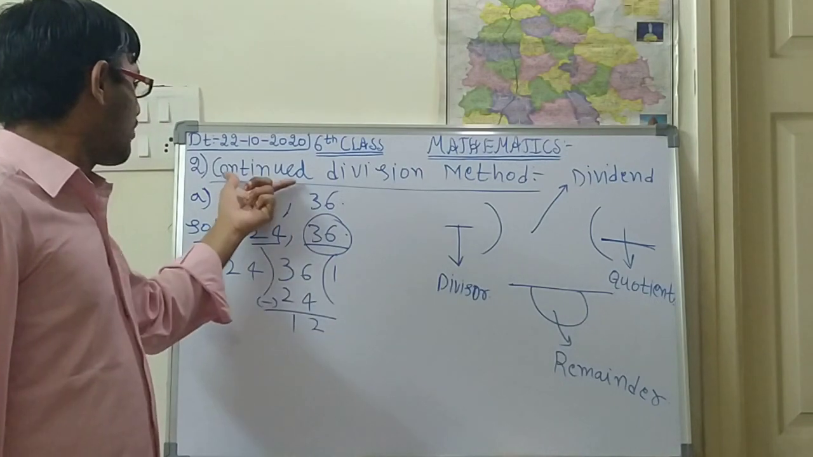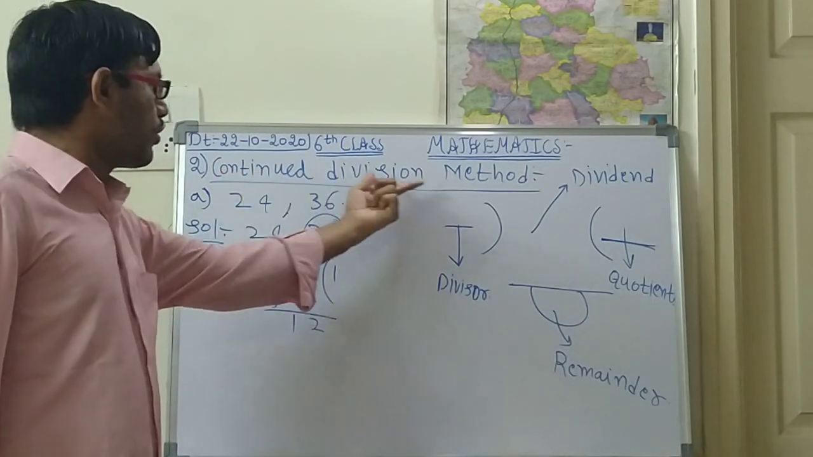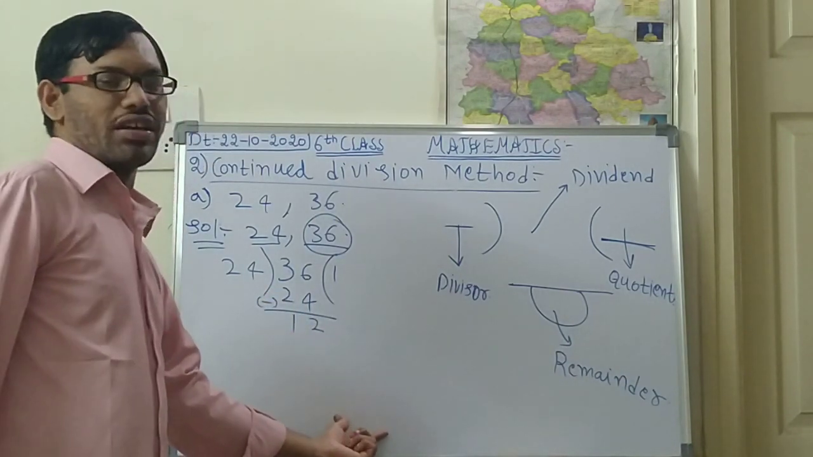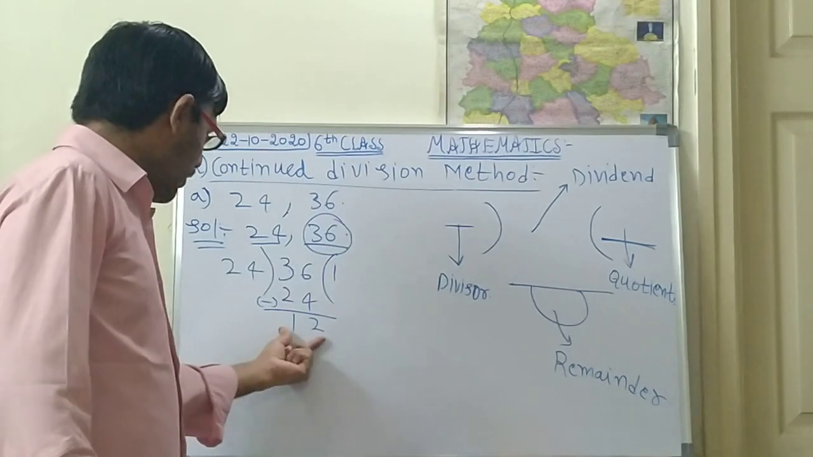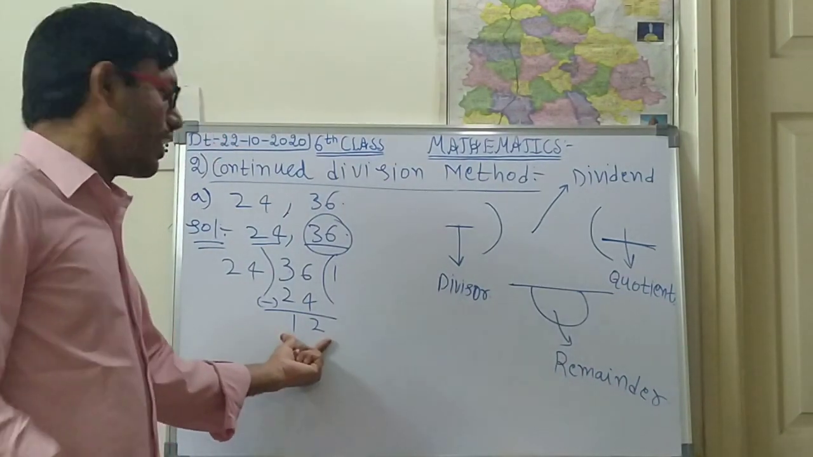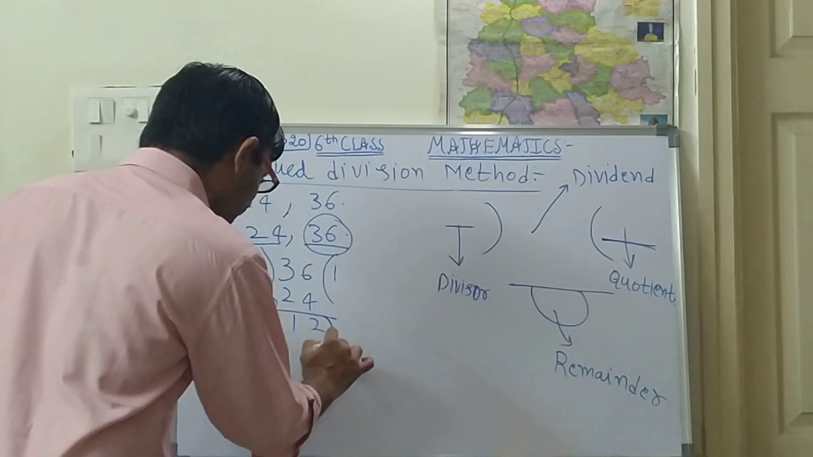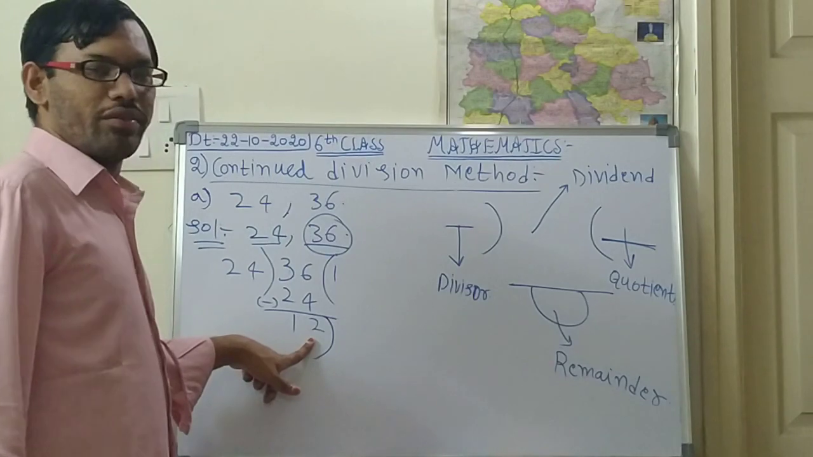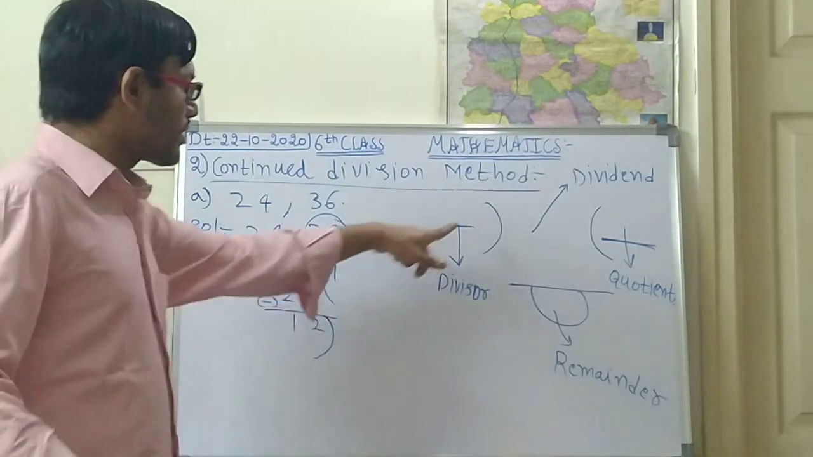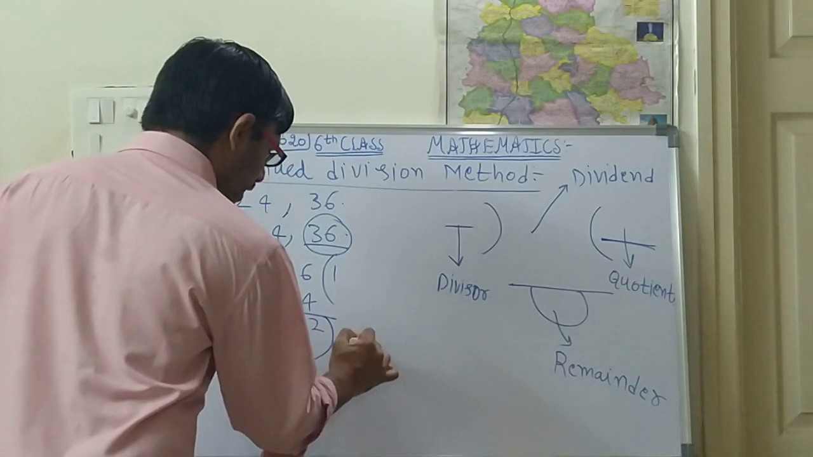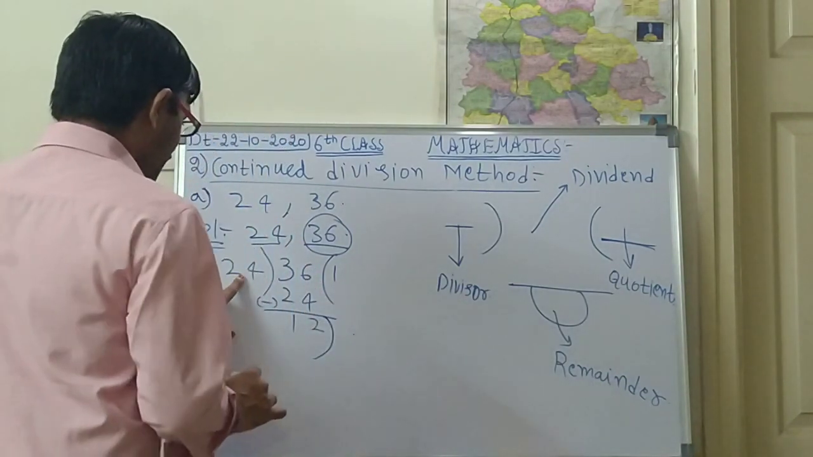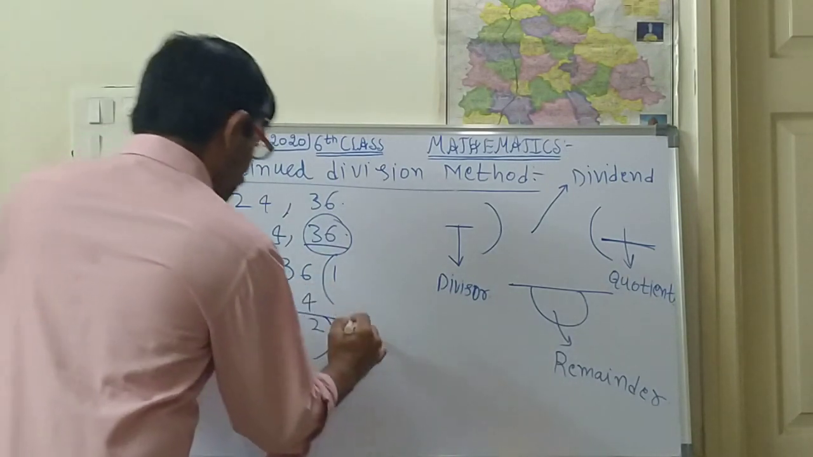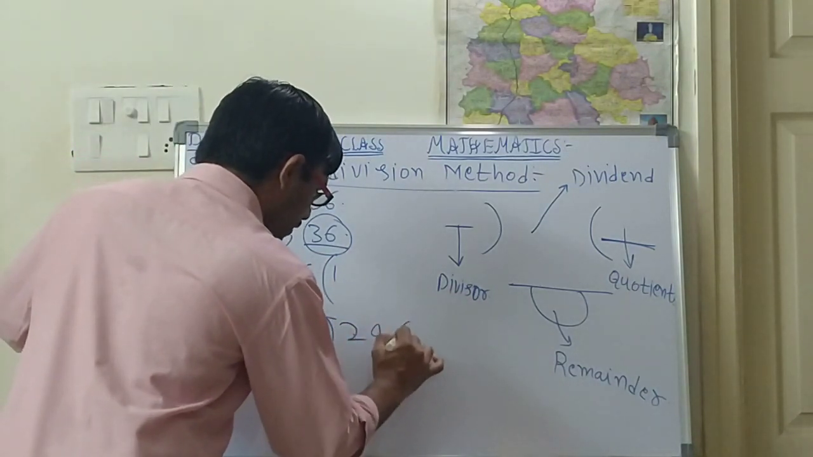Then what is the method here, children? The continued division method. For the remainder, you should continue this division. How to continue: whatever remainder comes now becomes the divisor. So this remainder in the second step becomes the divisor. And in the other place you should write the previous divisor. What is the previous divisor? 24, the small number.